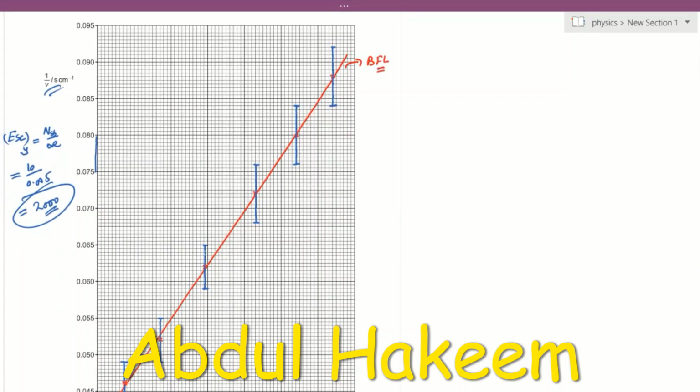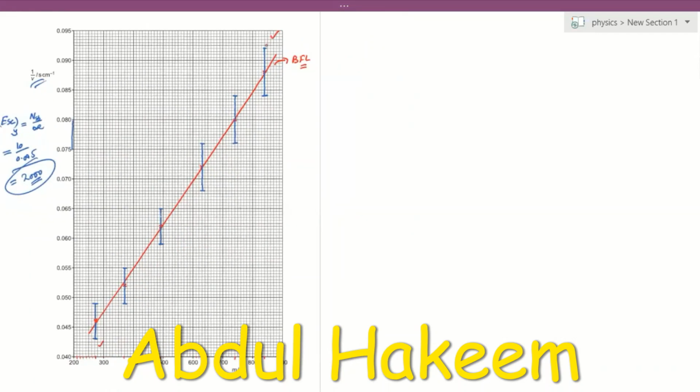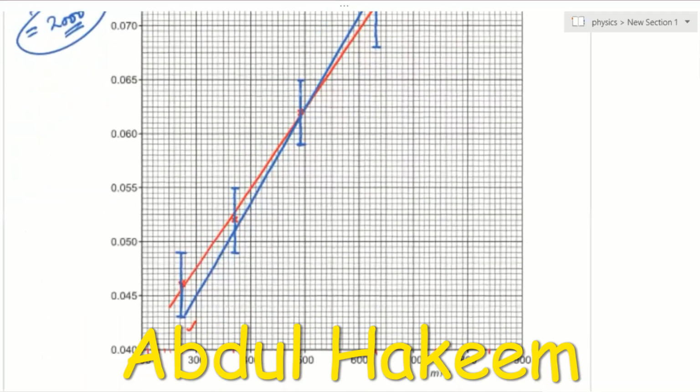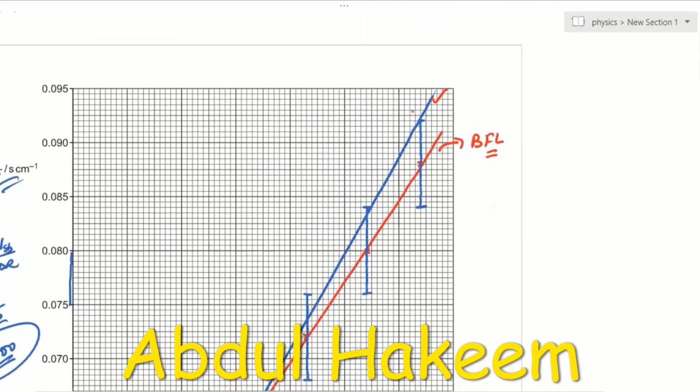Now we have to draw the worst acceptable line. For the worst acceptable line, we will select this last bar and the first bar. So we have to join them. If the top of the last is selected, then the bottom of the first is joined with the top of the last. This blue line, which is joining the bottom of the first bar and the top of the last bar, is the worst acceptable line. So we have to label both lines.